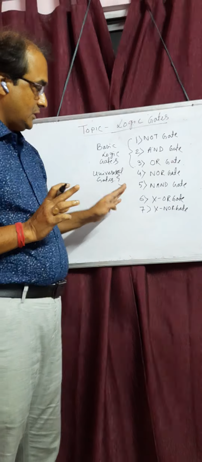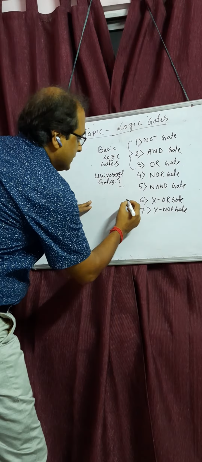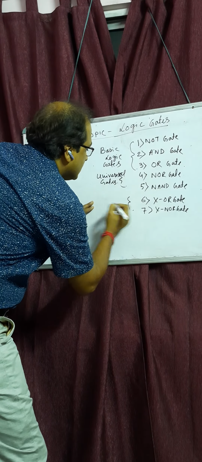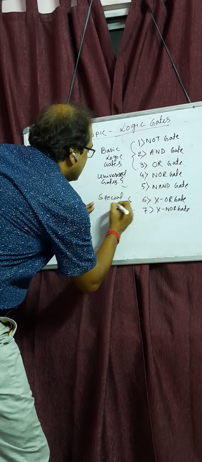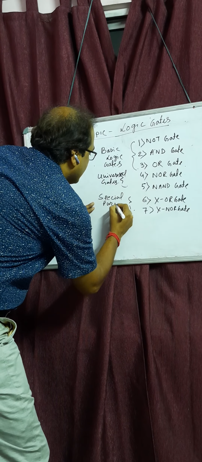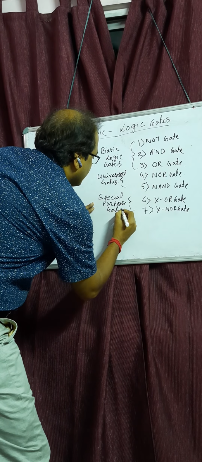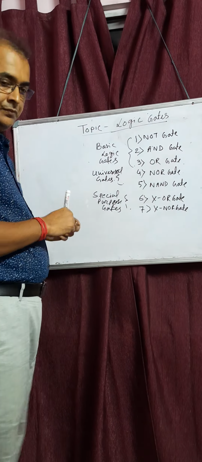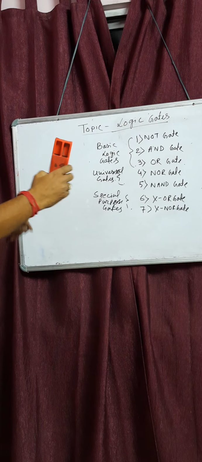The special types of gates are XOR gate and XNOR gate. So these two gates are special purpose gates. Okay. So first I will start with NOT gate.